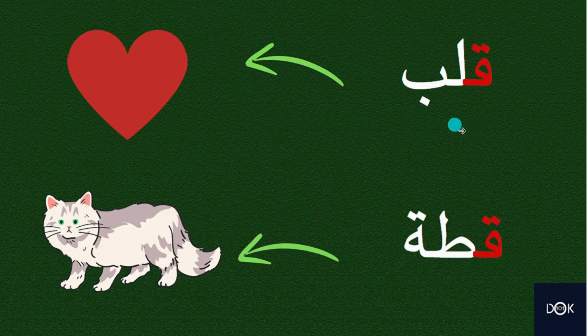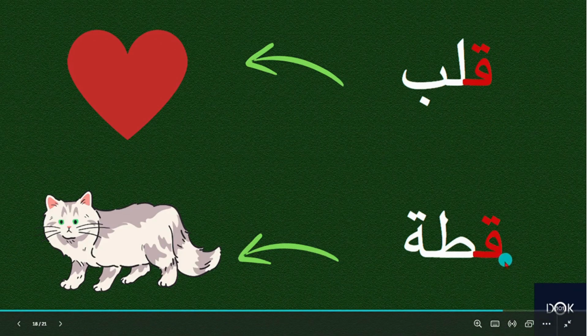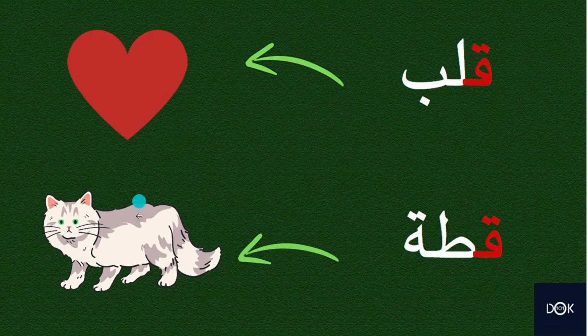The first example is qalb, which means a heart. Qaf here is connected to the letter that is after qaf. And remember, this is not alif. This is another letter that we have not learned yet. And the next letter is ba. So, qalb.